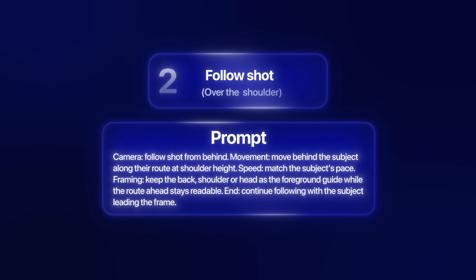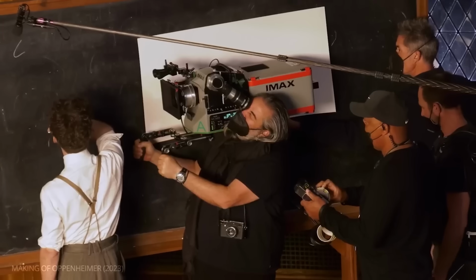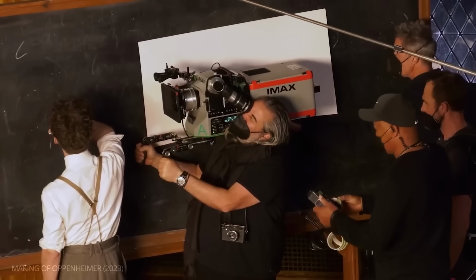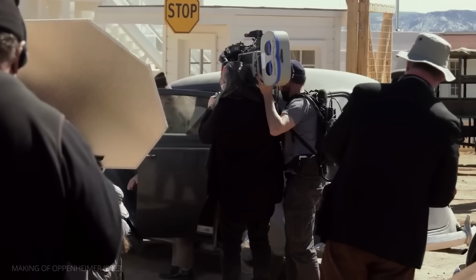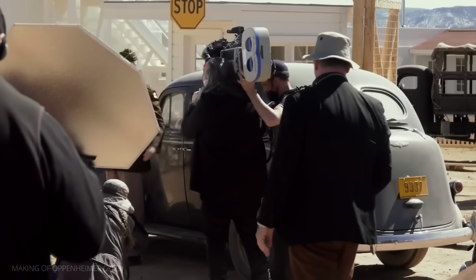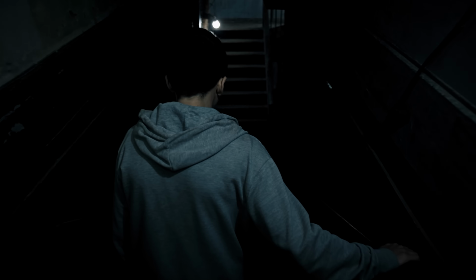Then you have the follow shot. This can also be the follow shot over the shoulder. This is when the camera is tracking behind the character's back after using an over-the-shoulder view. This forces the audience to see the world exactly how our character sees it. This is used to build suspense and curiosity. For example, a teenager is slowly walking down a dark, creaky basement staircase, and the camera follows closely behind his shoulder, making the audience feel like they're stepping down into the dark along with him.